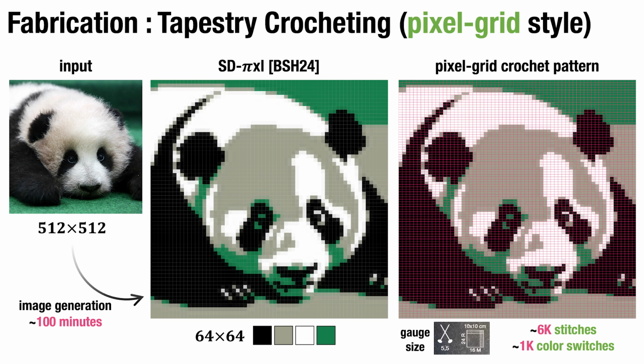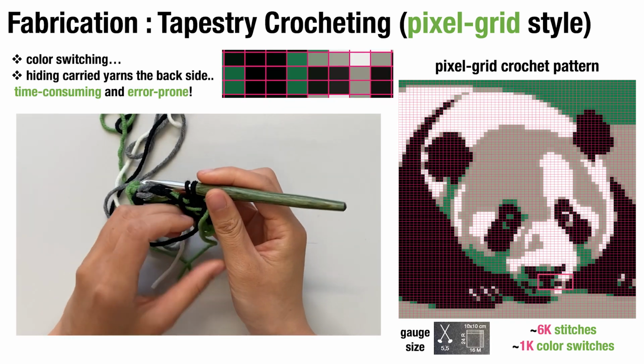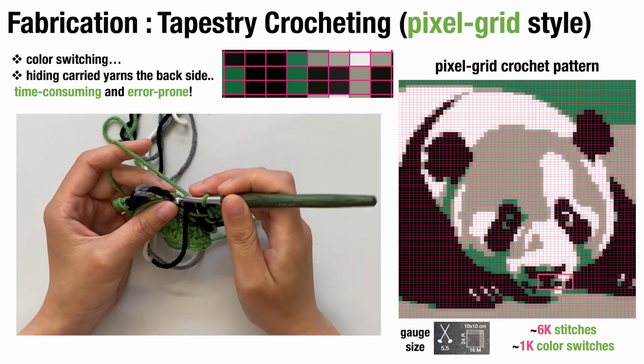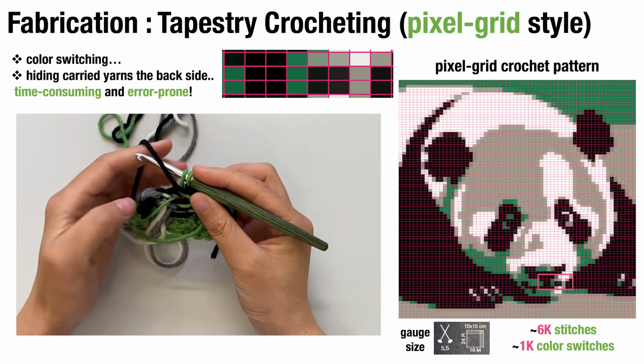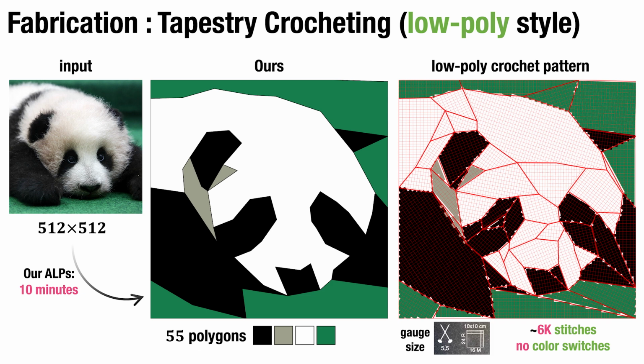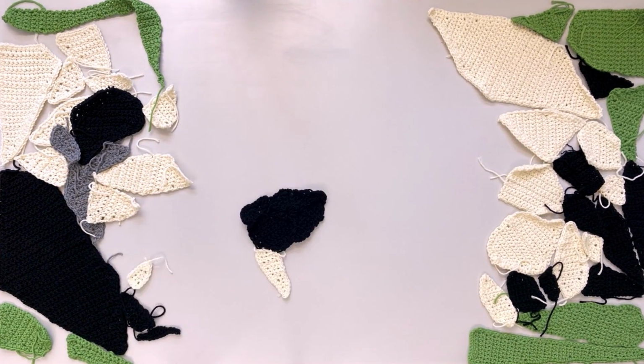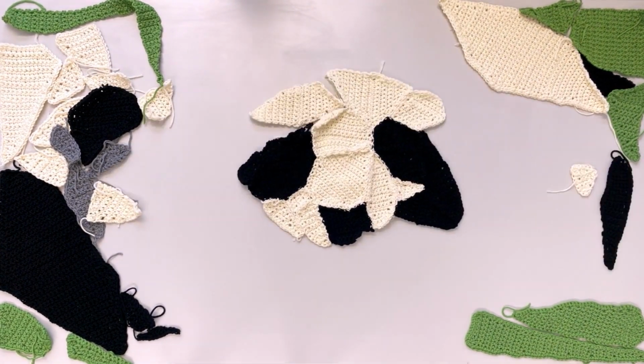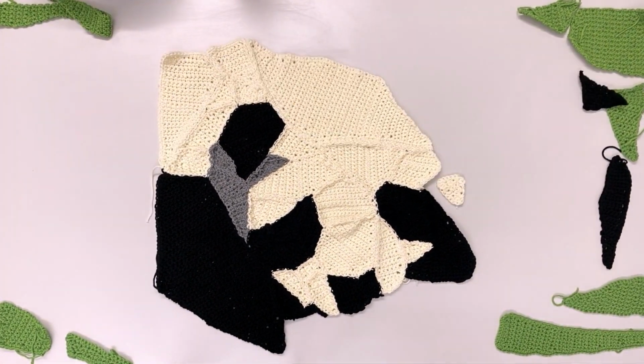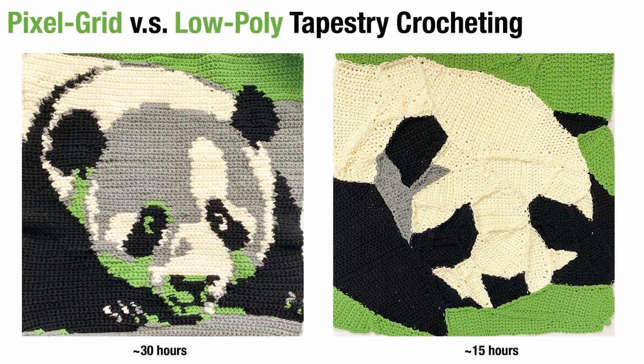Tapestry crochet recreates images by assigning a color to each stitch. We use SD pixel to generate a baseline pixel grid crocheting pattern. An issue of this approach is that it involves frequent color switches, which is very time-consuming and error-prone. In contrast, the low-polygon output of ALPS provides a more crochet-friendly abstraction of the input image. Each polygon can be crocheted separately, avoiding color switches altogether. Due to the manifold structure of our mesh, the assembly is also straightforward. The low-polygonal approach is significantly faster to fabricate.